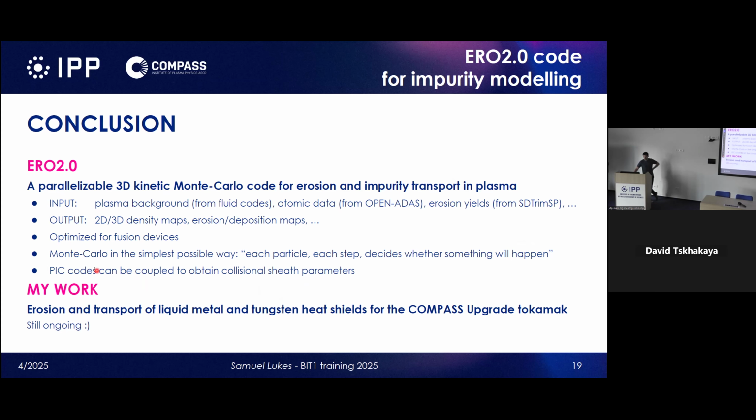And then there's the opportunity for people who are important for this code to give proper sheath parameters. And I'm working on simulations for the COMPASS Upgrade tokamak, mostly, or for the liquid metal and tungsten heat shields, erosion, and transport of subsequent impurities. So thank you for your attention, and I'm ready for any questions.